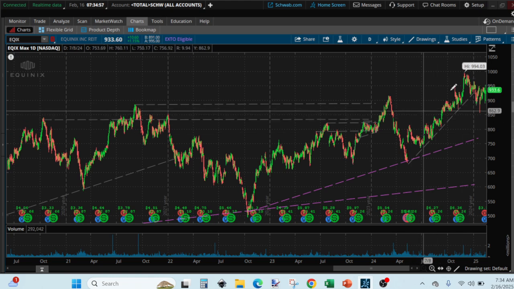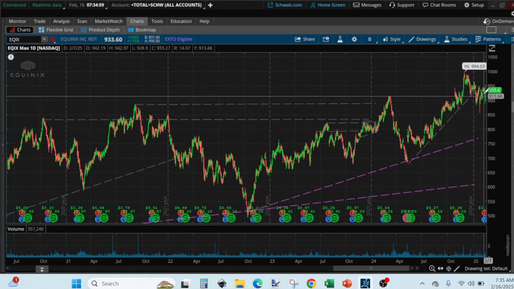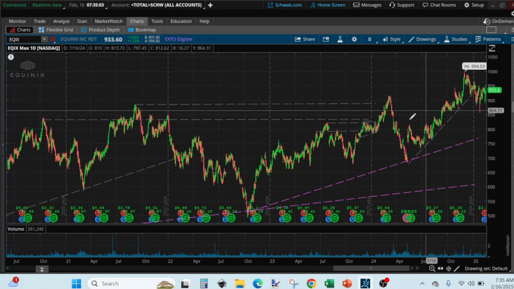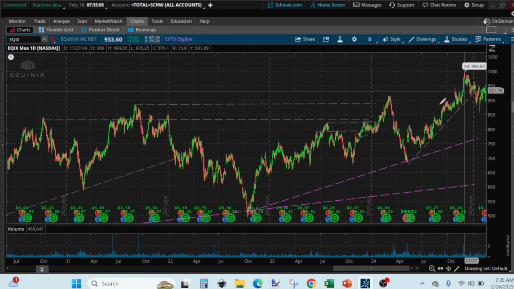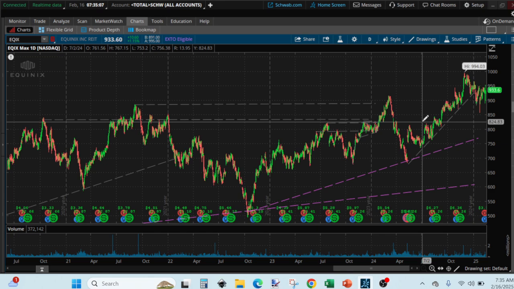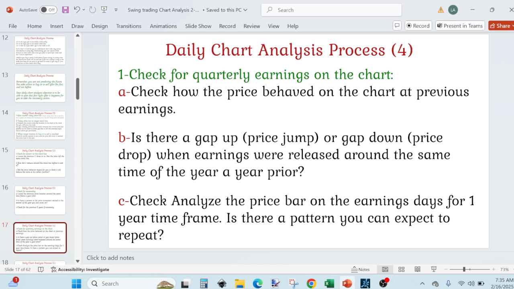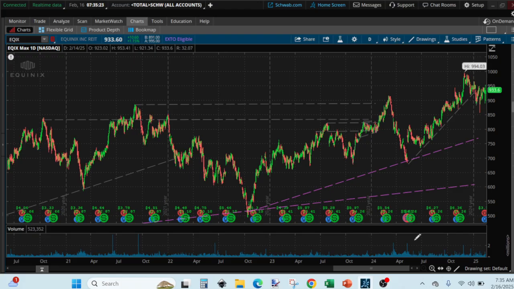So pretty much what you are going to be doing is seeing if there is a repeating pattern due to a season of the year that is influencing the price behavior of that particular stock. That could help as well. You may not see the same pattern necessarily, but it's worth checking. And quarterly earnings is something as well. It's worth paying attention to.